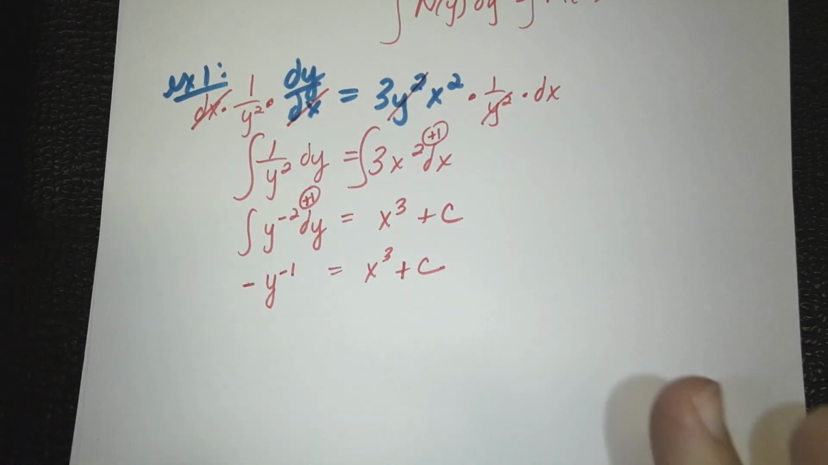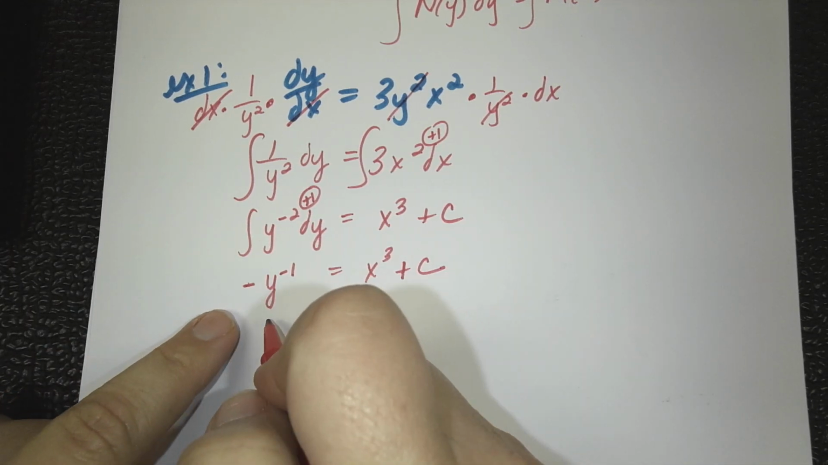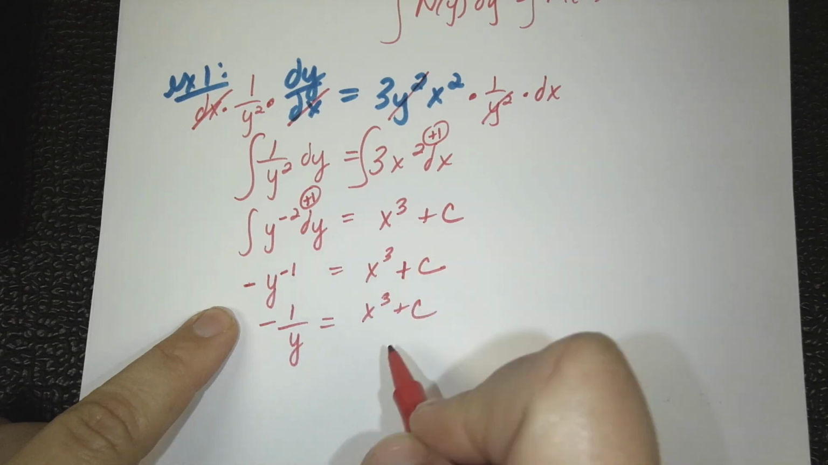Okay? And now you're almost done. Once you've integrated it, now solve it for y to the best of your ability. Sometimes you won't have to. But again, this is really just negative 1 over y equals x cubed plus c.